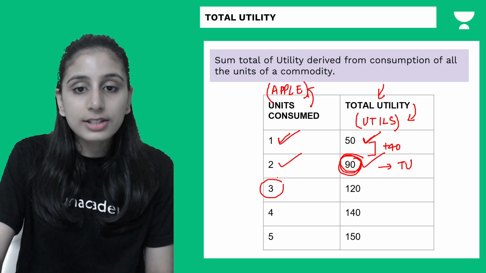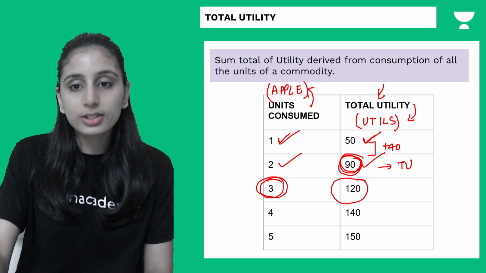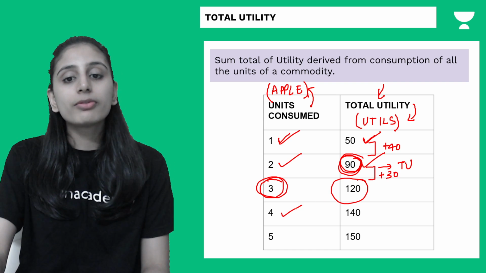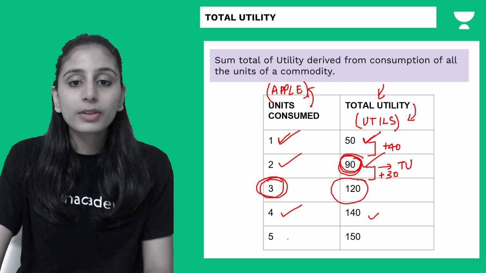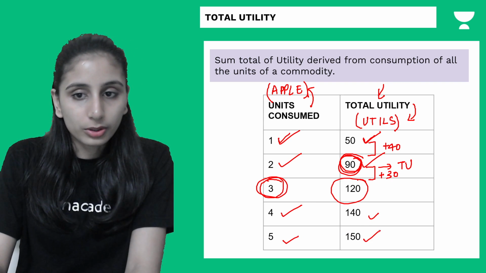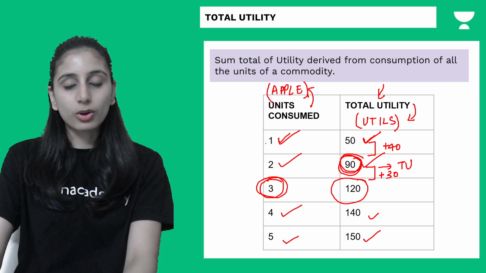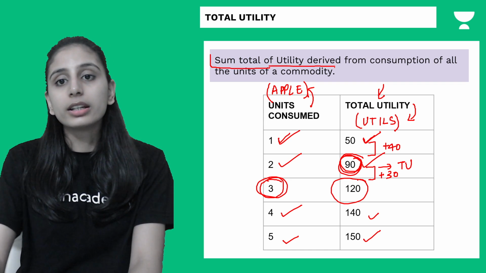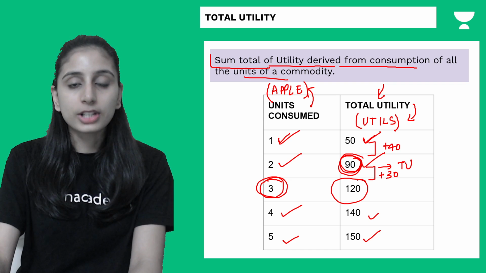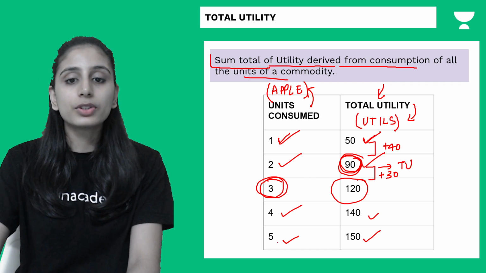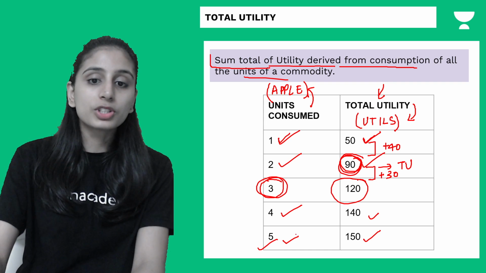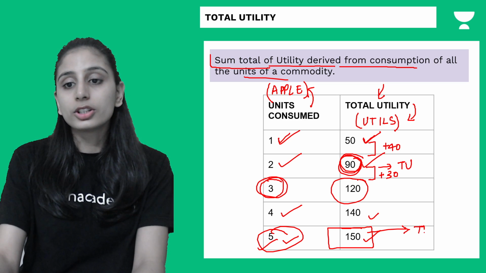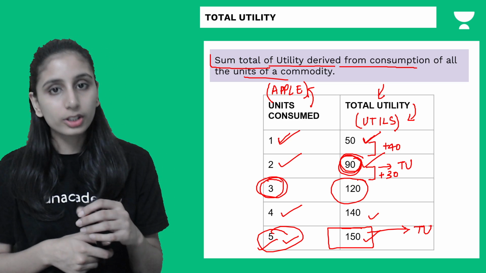Similarly, after consuming 3 apples, the total utility I got is 120, which is an addition of 30 here. Similarly 4 units I got 140 as total utility, 5th unit 150 as total utility. Now we have understood the concept. Let's see what the definition says. It says sum total of utility derived from consumption of all the units of the quantity. However many units there are, for example we had 5 units here, the utility we get from consuming all those units, this is our total utility. The total satisfaction we get is our total utility.